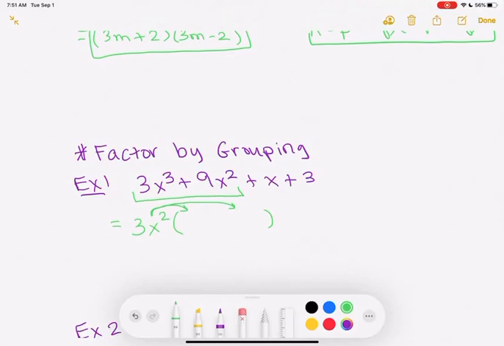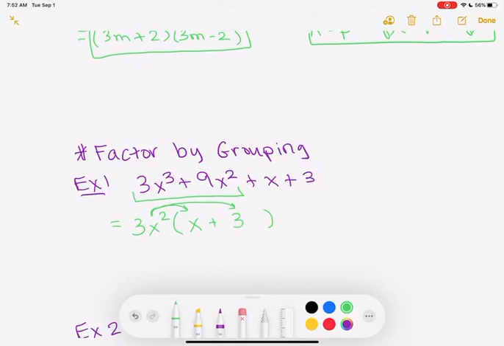So if we have 3x squared and we're trying to get to 3x cubed, what do I need to multiply by? The 3 is already there, so we don't have to worry about that. We just need a single x, because 3x squared times x, working backwards, would give me that 3x cubed. And then plus, if I have 3x squared, I need to multiply it by something to give me the 9x squared. The x squareds are already taken care of. I'm going to have to multiply by a 3.